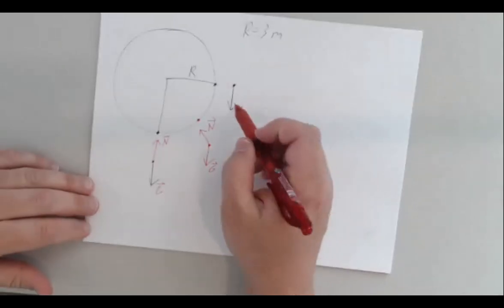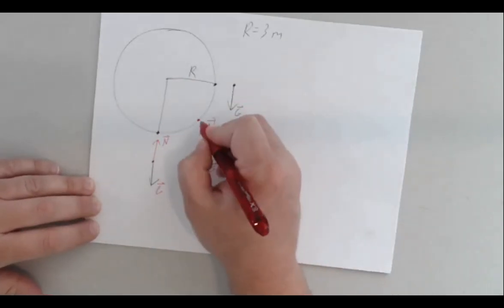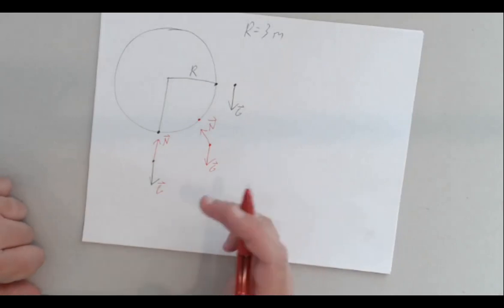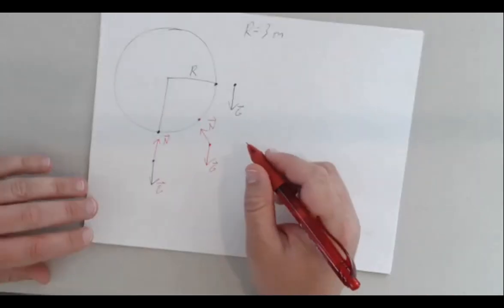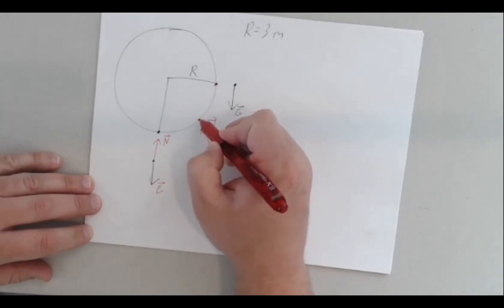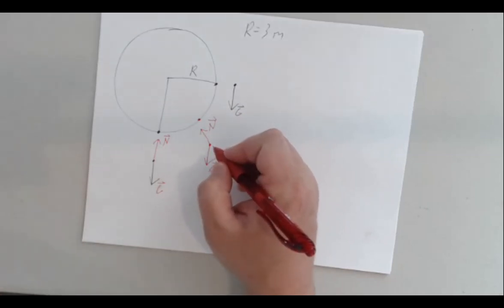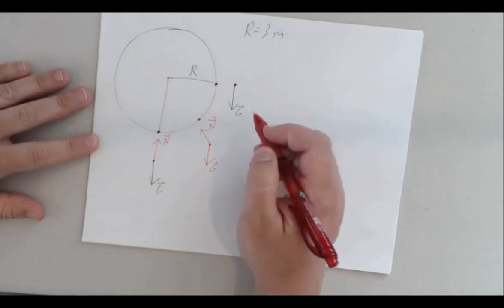So when we do this, what we want to do is break this vector up each time into a tangential component and a radial, or centripetal, component. That centripetal just means pointed towards the center, right? So at each point we want to think about how much of these forces are tangential and how much are radial. Here, how much of gravity is tangential to the circle? All of it, right?